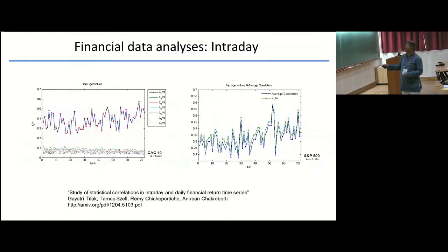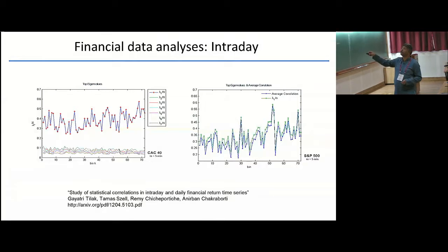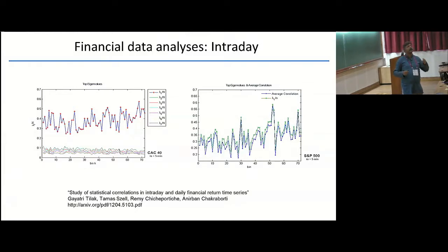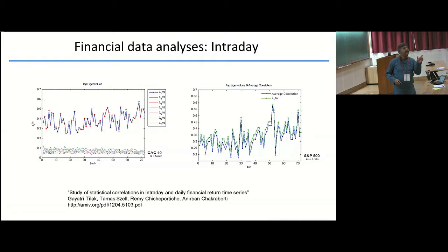I'll show you that for intraday data. We take the CAC 40, which is the 40 top stocks in the French market, and I look at the cross-correlation coefficient every 5 minutes. I plot the maximum eigenvalue and the next 6 eigenvalues. In this one, I have the maximum eigenvalue and the average correlation, and you see that they are very highly correlated. So the maximum eigenvalue of the correlation matrix gives you the average correlation. Is it okay? Now, we also see some interesting things. This is from 10 o'clock till 4 o'clock in the evening, so 72 bins of 5 minutes.